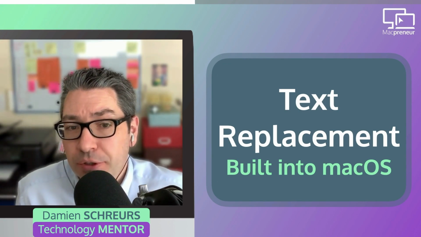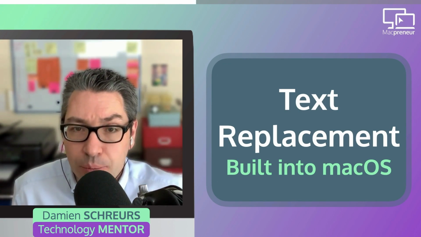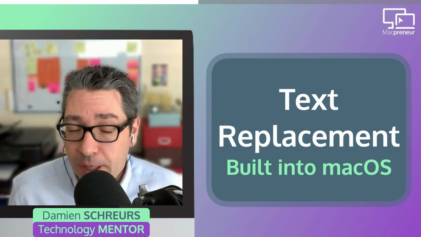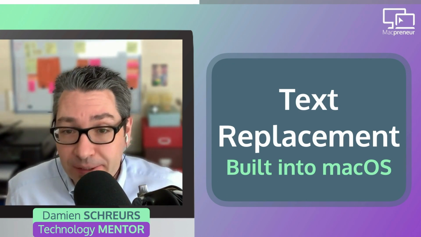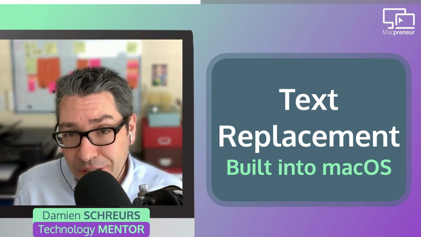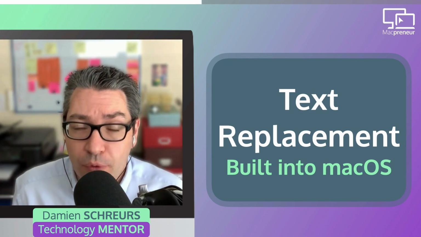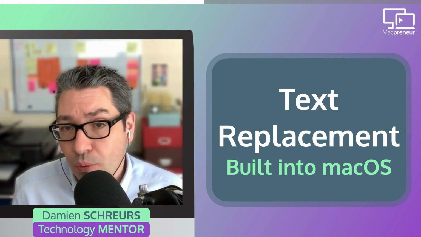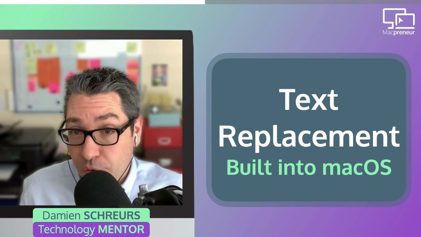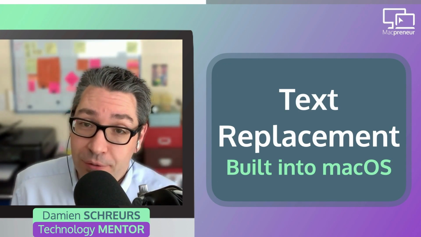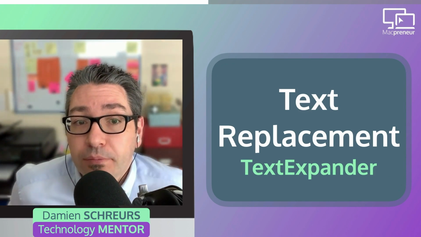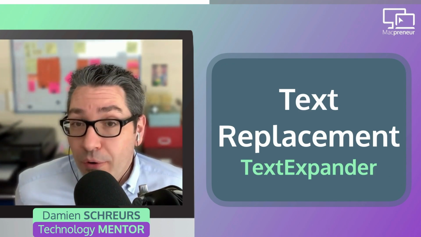Now, this feature is a really great starting point, and I encourage you to explore it and to use it, but it is limited. One of the limitations is that it doesn't store formatting like bold, underline, italic. And so this is why I'm covering now the tool that I'm using the most for text replacement, and it's called TextExpander. So it's much more powerful.